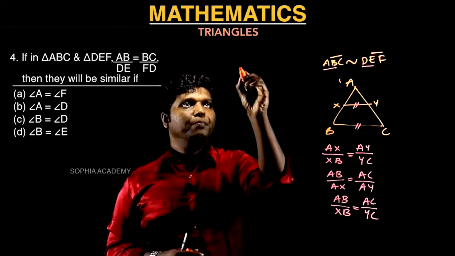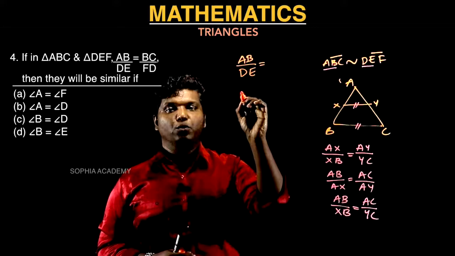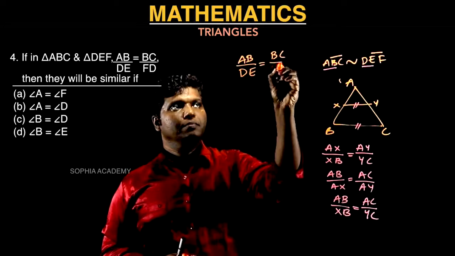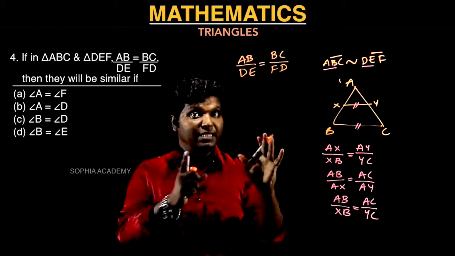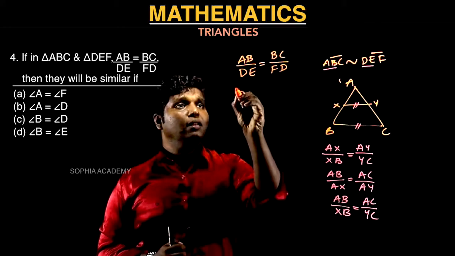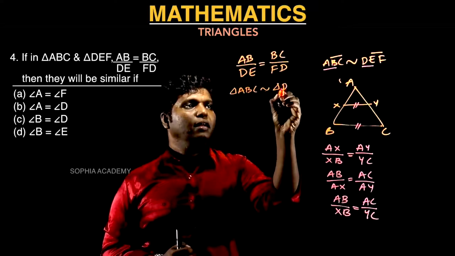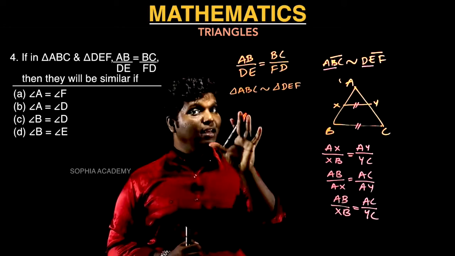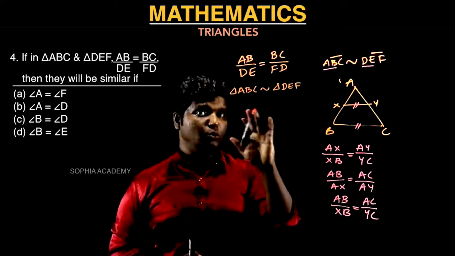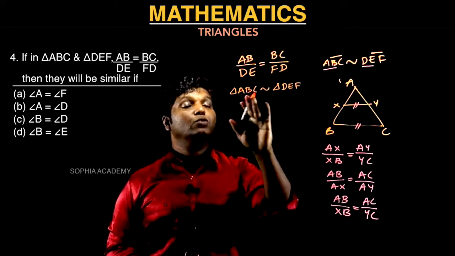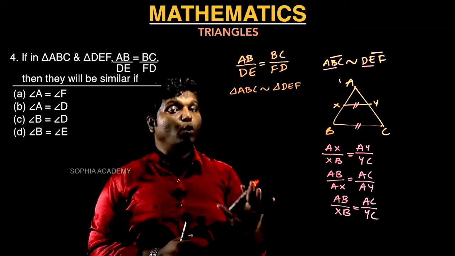AB by DE is equal to BC by FD. So this is the condition given regarding those two triangles ABC and DEF. Then triangle ABC will be similar to triangle DEF when there are four conditions given. So if this is one of the conditions given regarding these two triangles, and if we want to say that these two triangles are similar to each other, then among these four options, which one will be the right one?